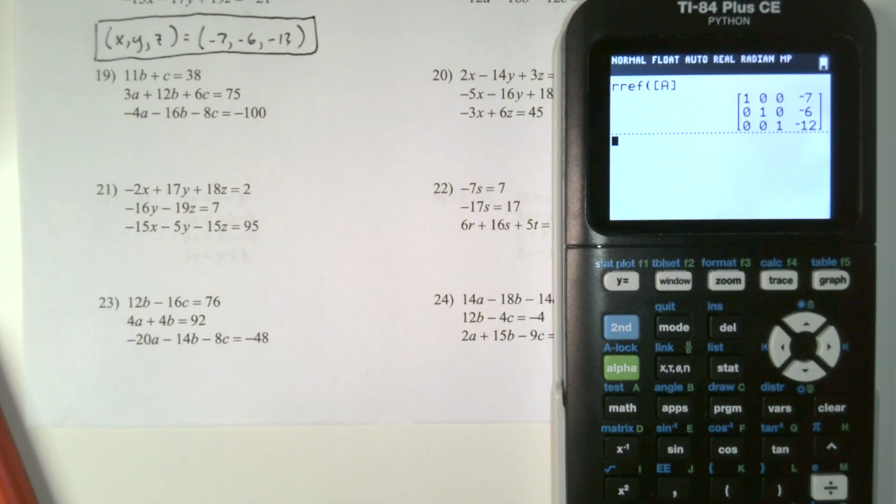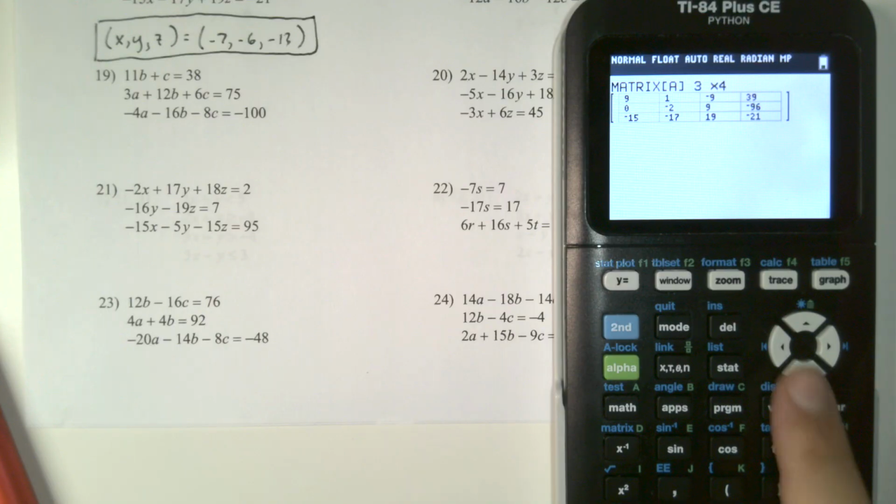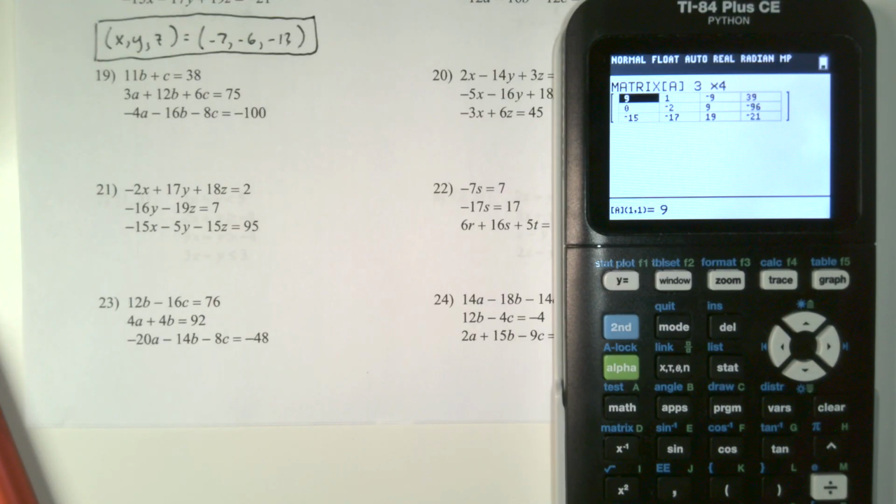Let's look at number 19. So I'll just clear my screen. Second, matrix, scroll over to edit, scroll down to the first entry. For number 19, we have A, B, and C. We have 0A, we have 11B, and we have 1C is equal to 38. We have 3A, 12B, 6C is equal to 75. And then we have negative 4A, negative 16B, negative 8C is equal to negative 100.